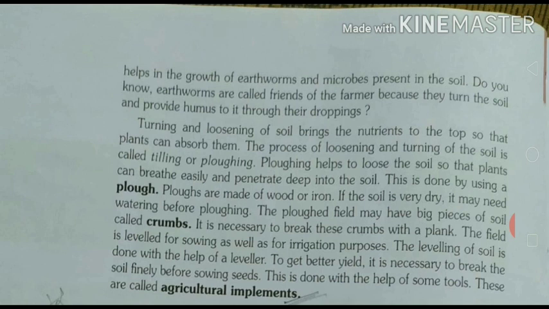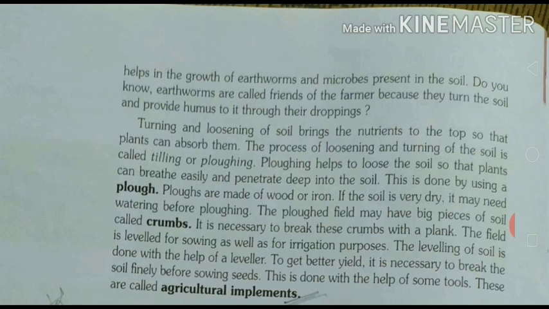The field is leveled for sowing as well as for irrigation purposes. The leveling of soil is done with the help of a leveler. To get better yield, it is necessary to break the soil finely before sowing seeds. This is done with the help of some tools. These are called agricultural implements.